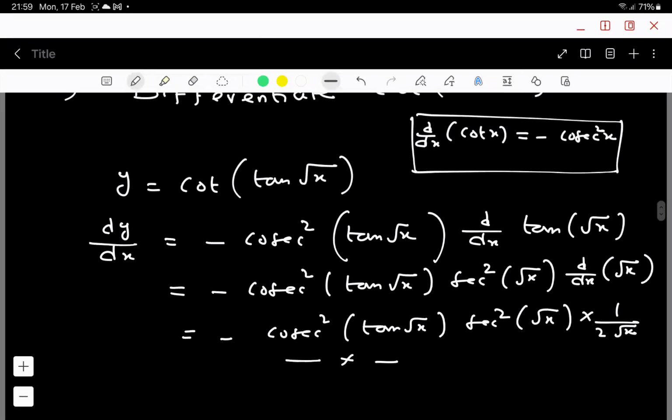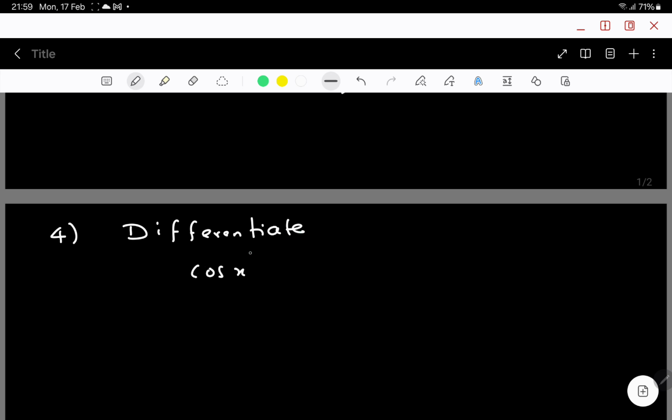Next. Fourth problem. Differentiate cos x square plus cos square x, cos square x square.